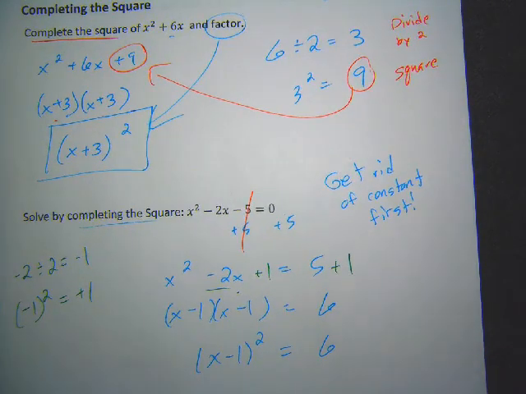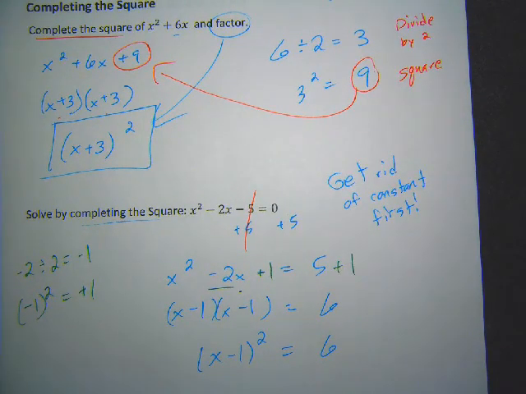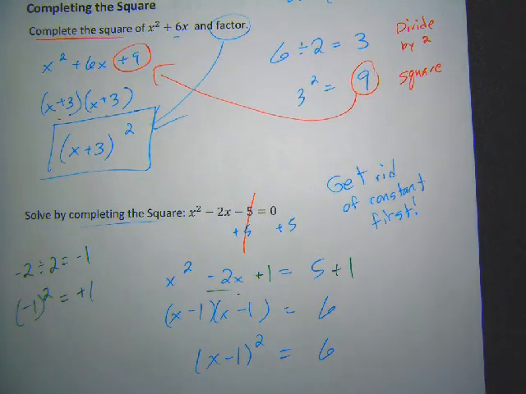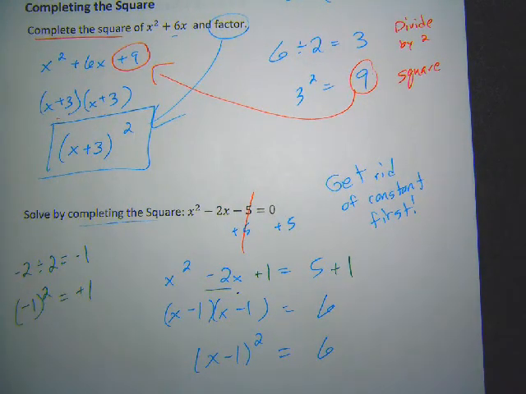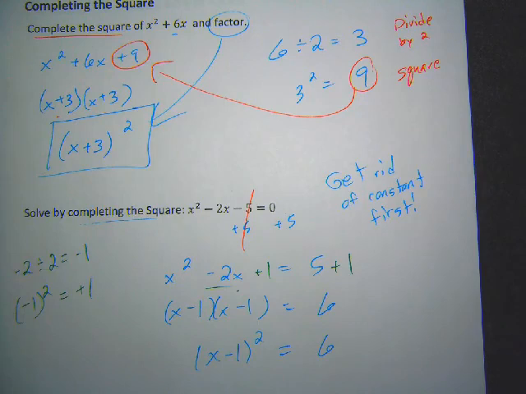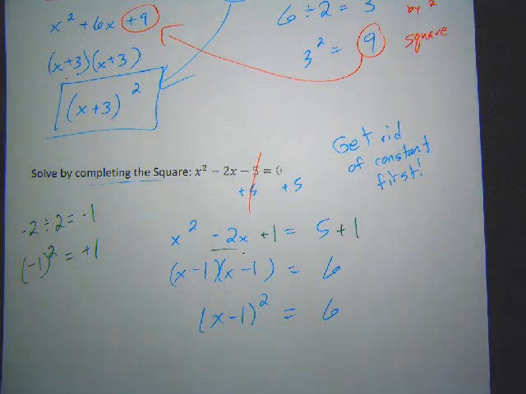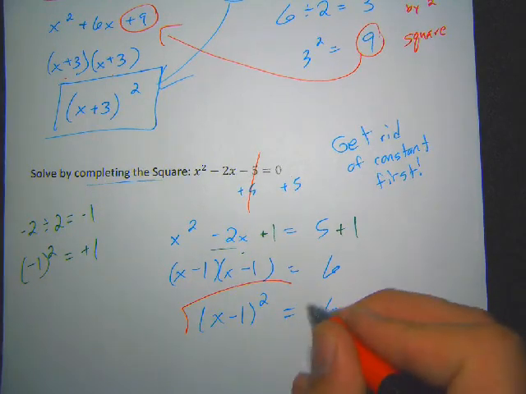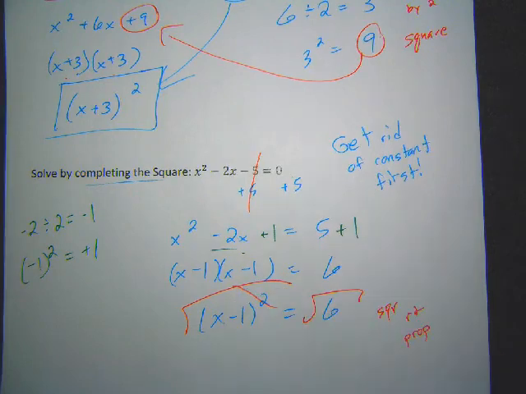That's okay. It's fine to have a 6 on the other side, because when you're completing the square, you don't need a 0. When you're factoring, you do. But when you're completing the square, you don't need that because you're just going to square root both sides. And that's the trick. So from this point on, we're using the square root property, where we square root both sides. So I'm going to square root this side, square root this side, and of course the square root and the square cancel, and don't forget your plus or minus.